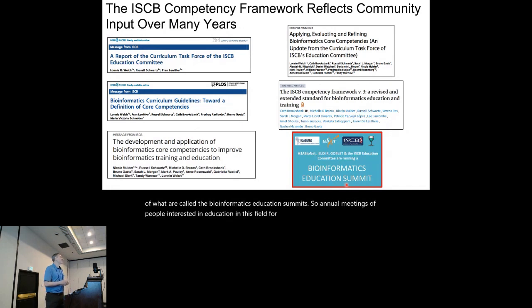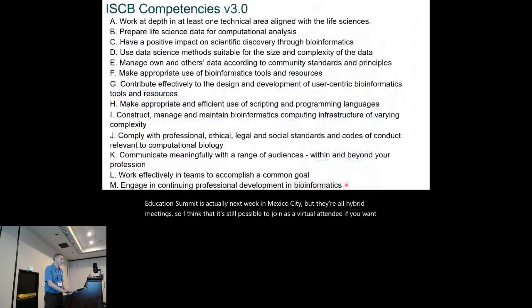For anyone who's interested, the next Global Bioinformatics Education Summit is actually next week in Mexico City, but they're all hybrid meetings, so I think it's still possible to join as a virtual attendee if you want to be a part of this.